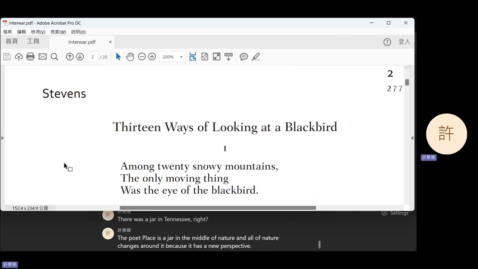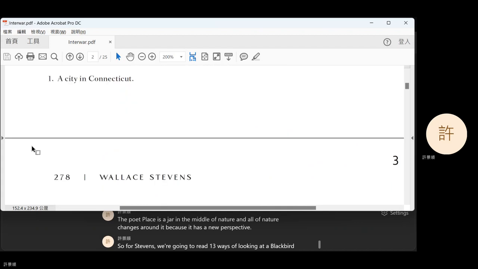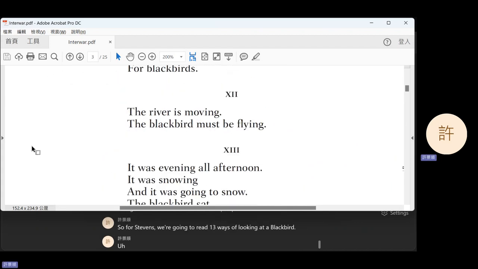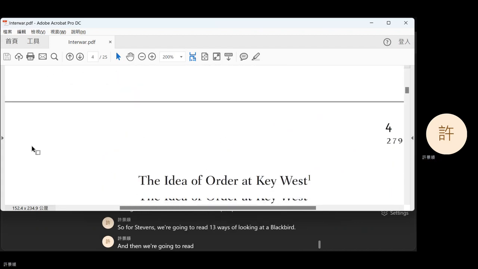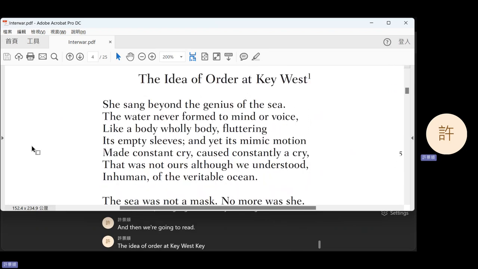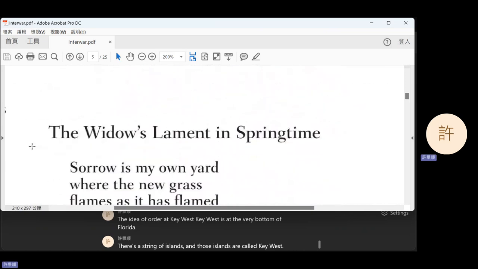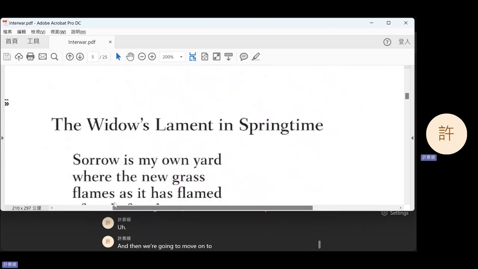So for Stevens, we're going to read 13 Ways of Looking at a Blackbird. And then we're going to read The Idea of Order at Key West. Key West is at the very bottom of Florida. There's a string of islands, and those islands are called Key West. And then we're going to move on to William Carlos Williams.